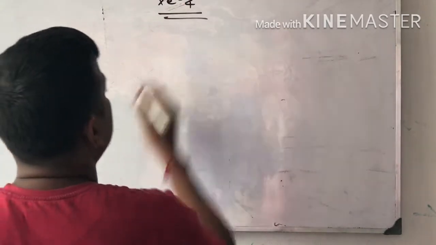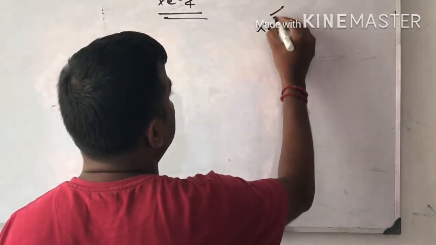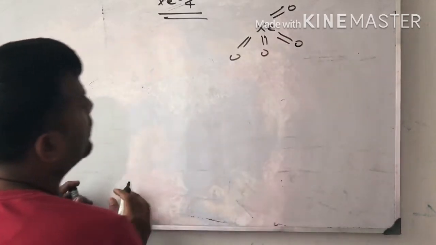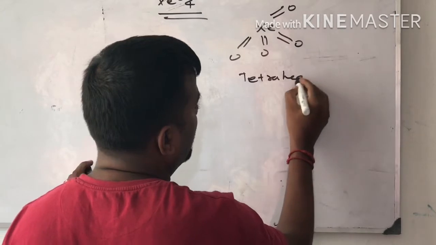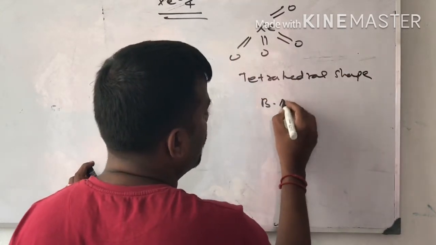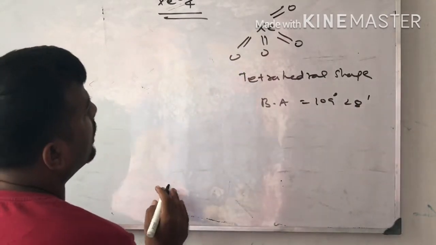XeO4. Next compound is XeO4. The structure of XeO4 is like this. This is called XeO4. It is tetrahedral in shape. Bond angle is 109 degree 28 minutes.